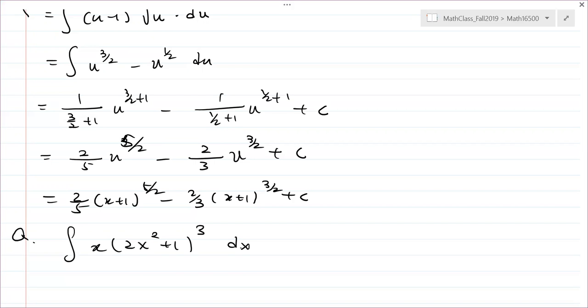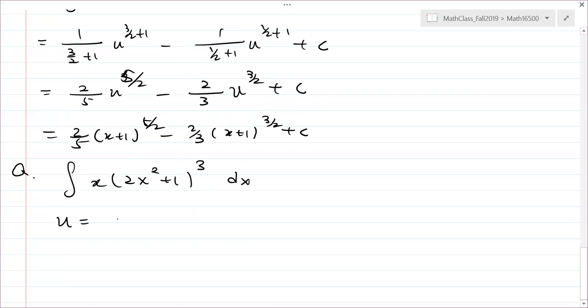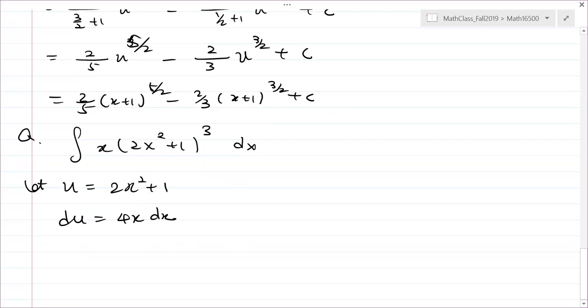So the best way to do it is to simplify, using a change of variable. Now be careful, dx is not going to just be du. If the relation between u and x is like this, du equals 4x dx. Differentiate 2x squared plus 1, you get 4x.